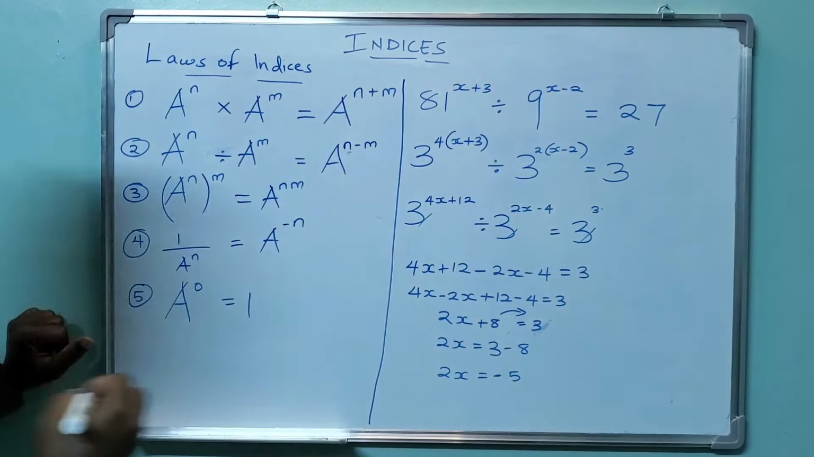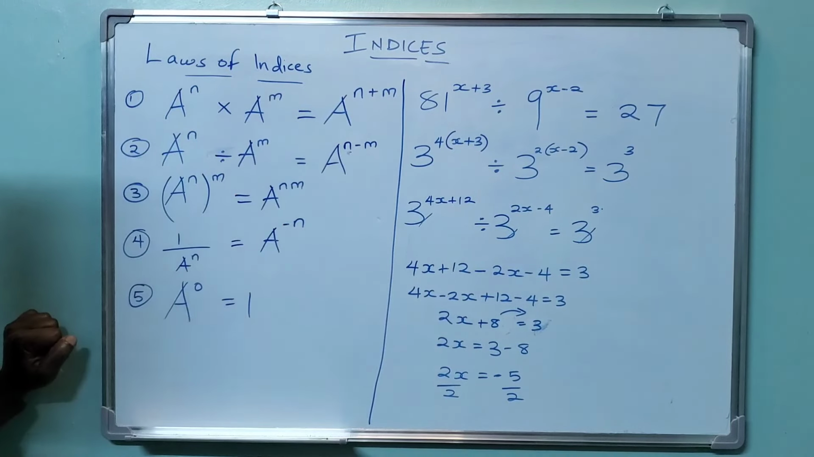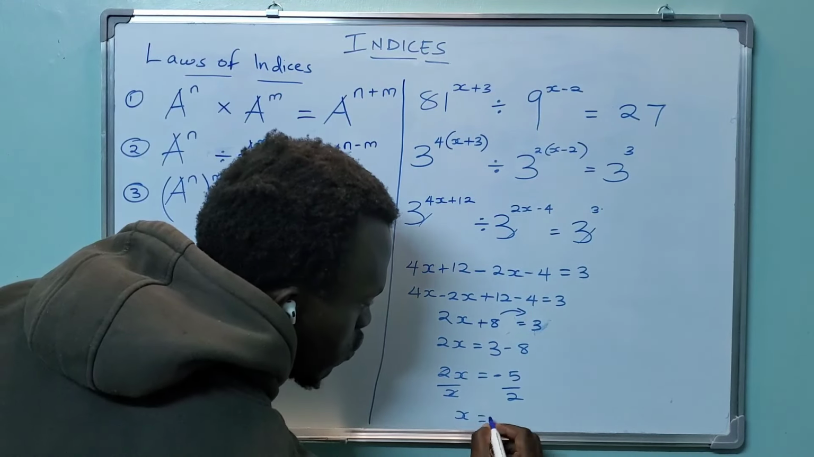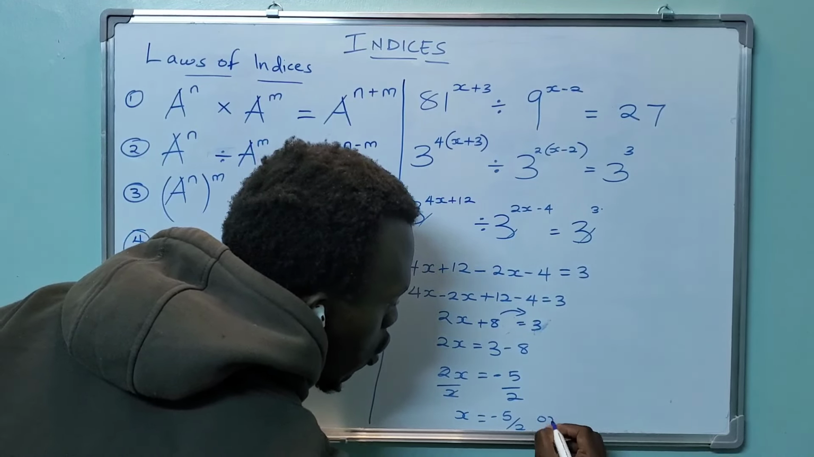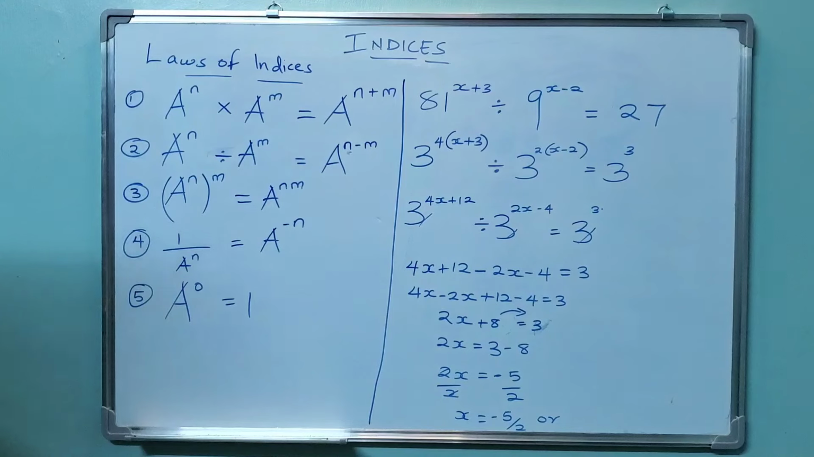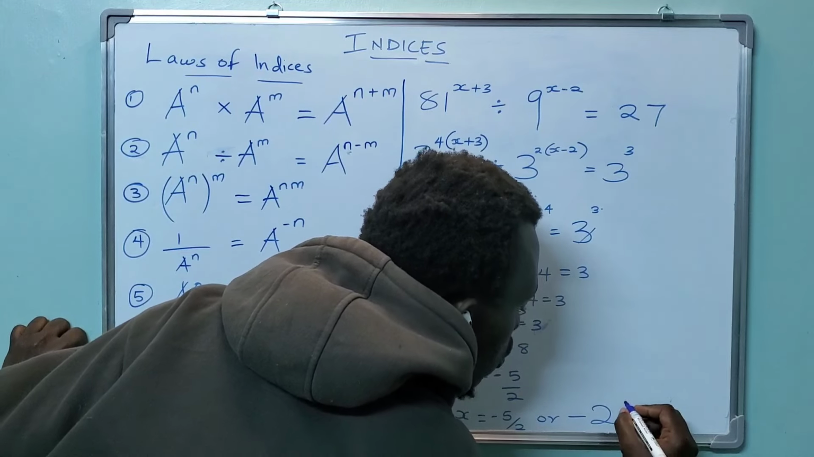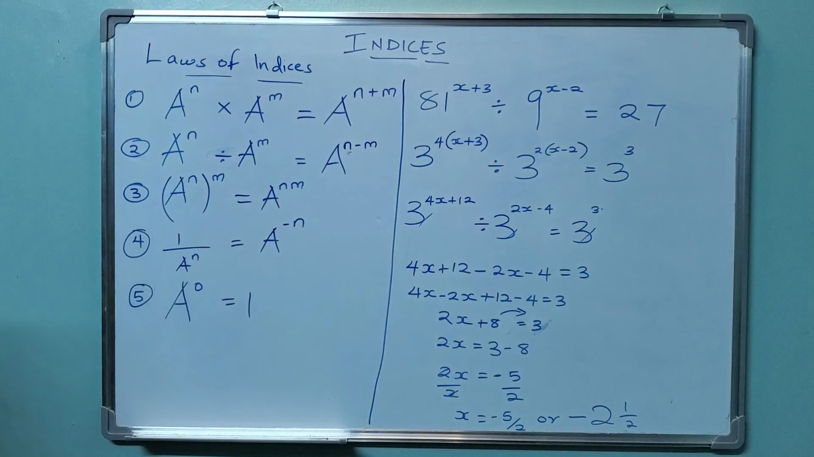Then for me to get the value of x, I'm going to divide both ends by the coefficient of x, which is 2, which means that 2 and that 2 will cancel. I'll remain there with x equals negative 5 over 2, or it can also be written as: 2 goes into negative 5 negative 2 times. So it is going to be negative 2, 1 over 2. And that is our value of x, as simple as that.